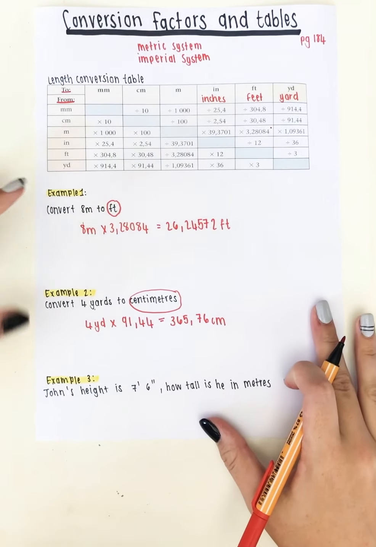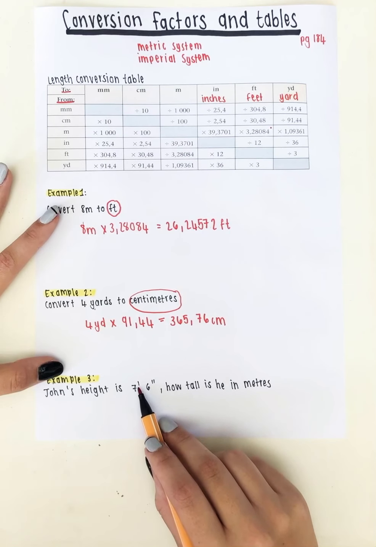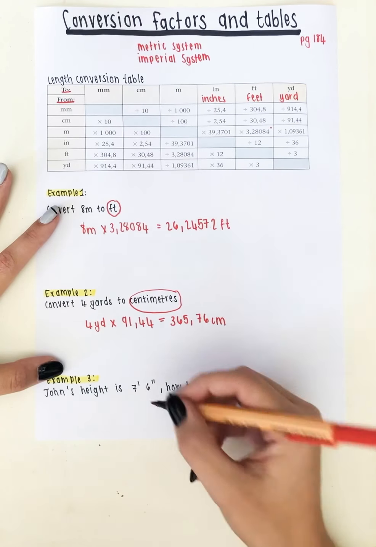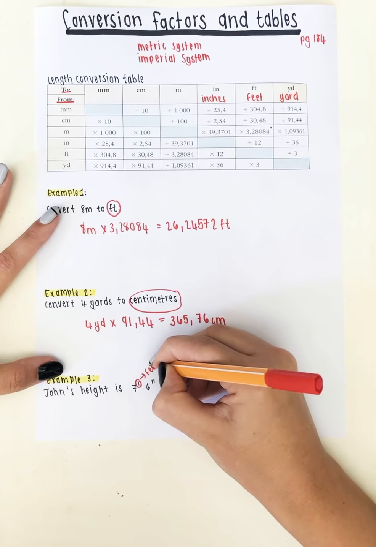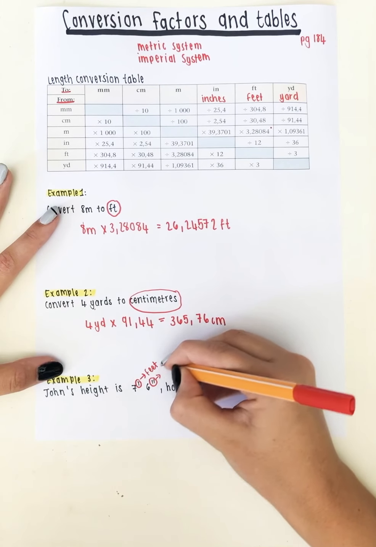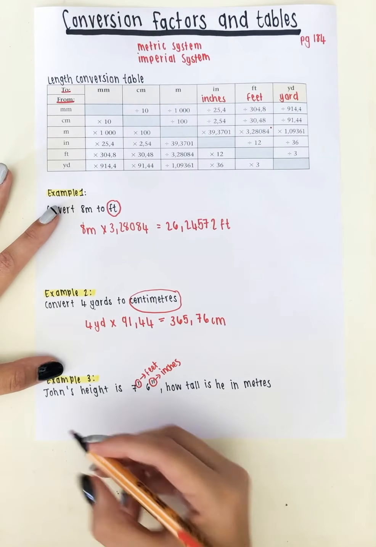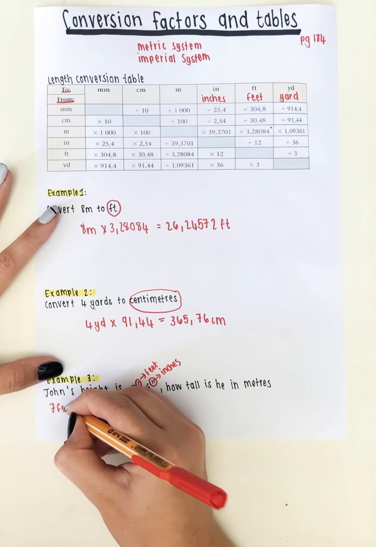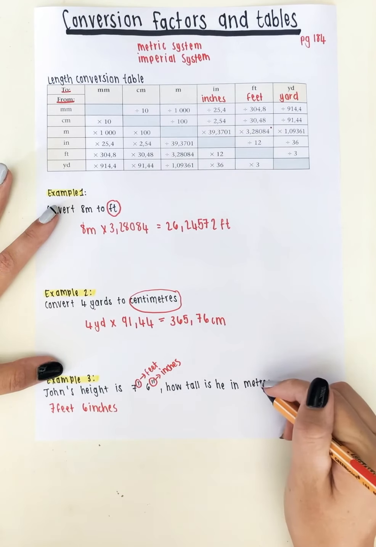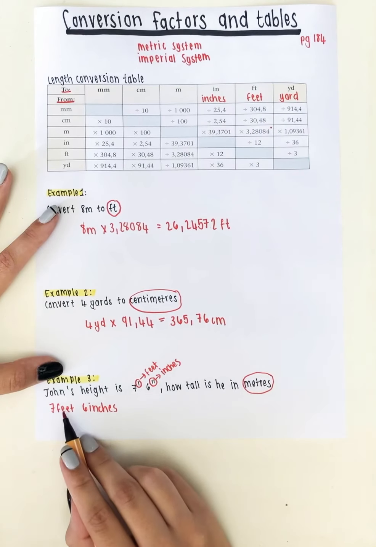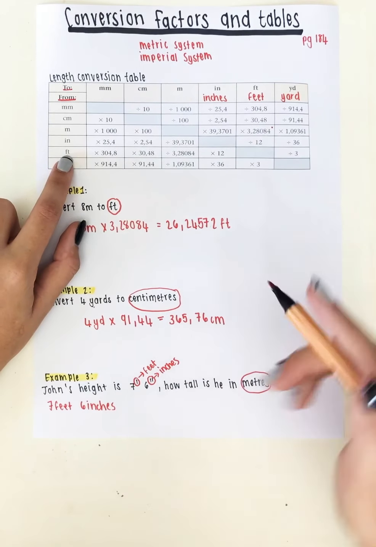Okay, if I've got a word problem, so say now it says John's height is 7 feet and 6 inches. Okay, so this one, this line means feet. If it's a double line, then it's inches. Okay, so they want 7 feet and 6 inches in meters. Okay, so I've got 2 units here.